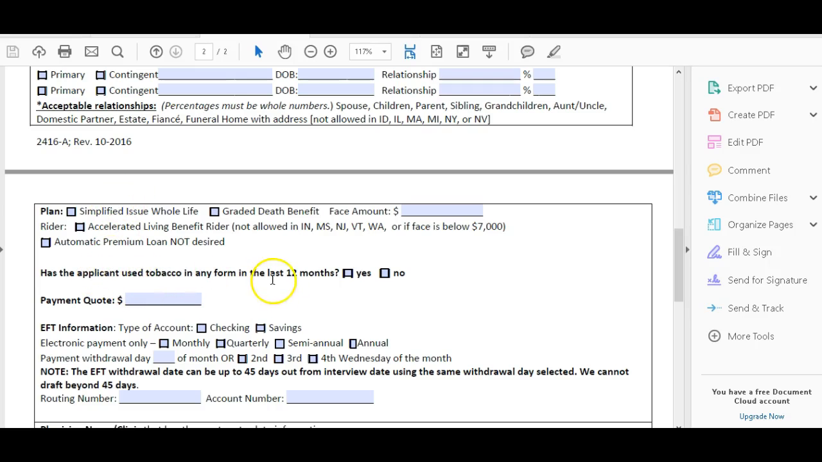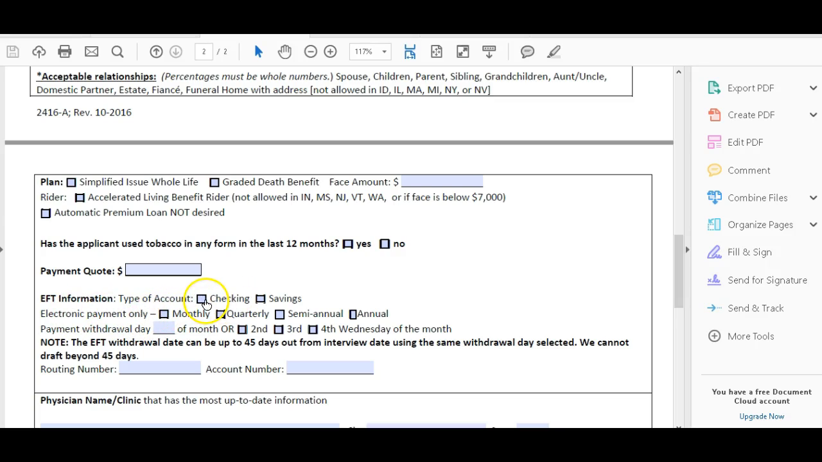Has the applicant used tobacco in any form in the last 12 months? No. And then what payment did you quote them? What's going to happen is that when you get Royal Neighbors on the phone, they're going to say, we have the payment as $50.31, which should be the same amount that you have. So they're basically confirming.